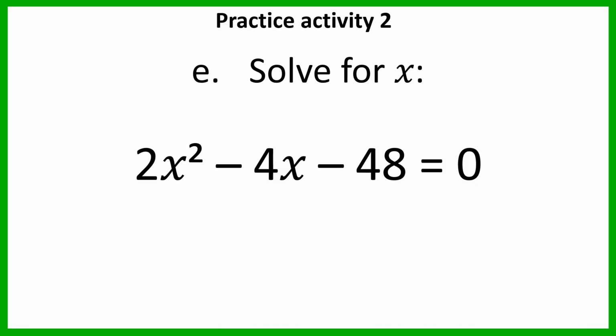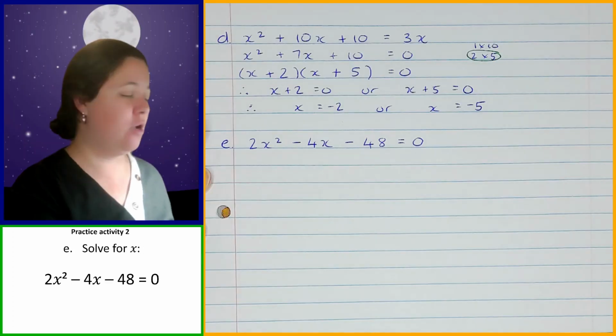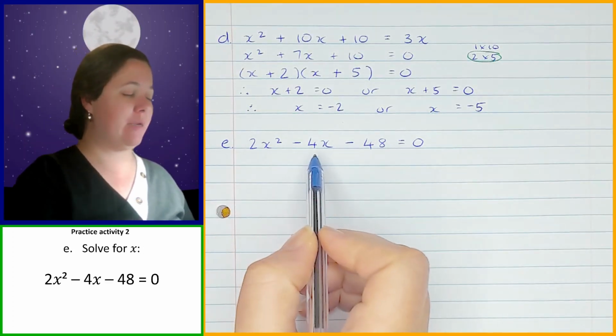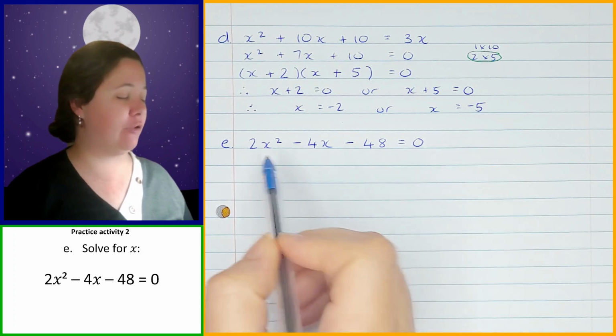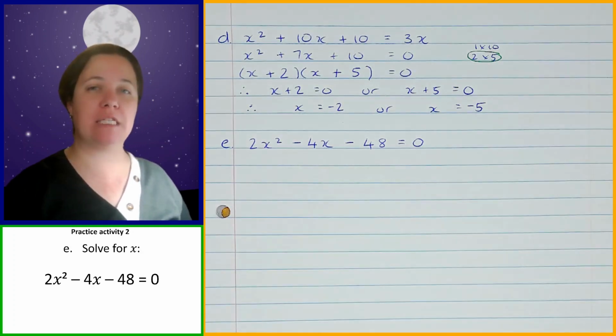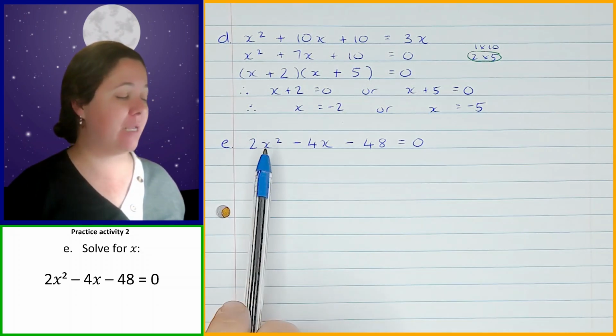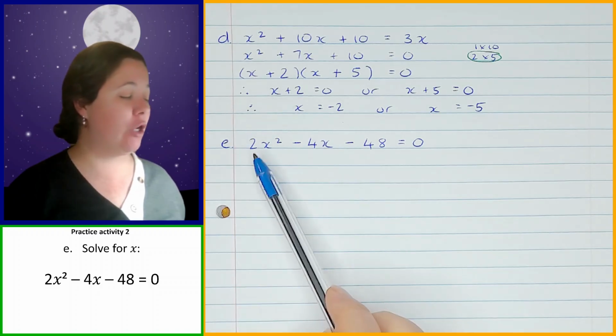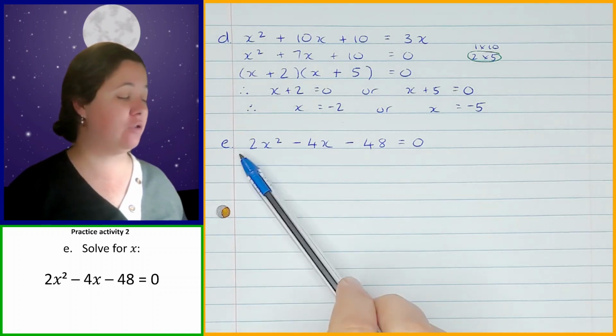Okay, so let's go through that question and see what you should have got. Right, so over here I've got 2x squared minus 4x minus 48 equal to 0. So it's already all on one side equal to 0 on the other side. And it's already in the form of a trinomial. The only thing that I have to do first is I have to sort out this.